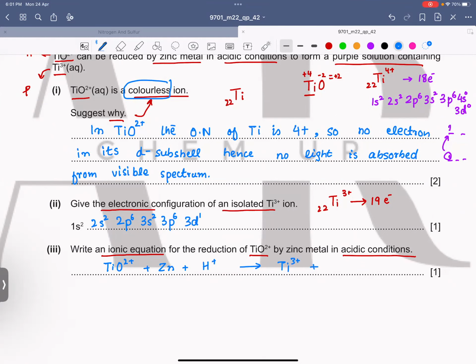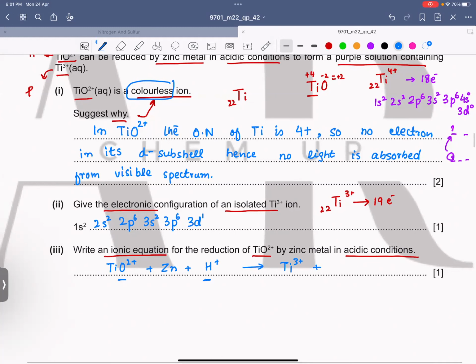Besides Ti3 positive, we have oxygen and hydrogen over there, so they are going to form H2O. And if you recall, we already worked on the oxidation state of titanium in TiO2 positive, which is positive 4, and here it's positive 3.